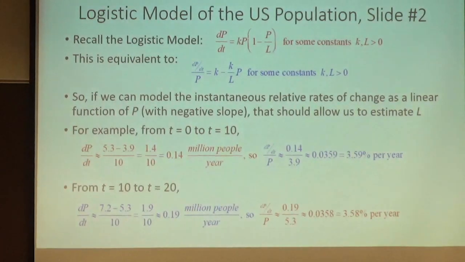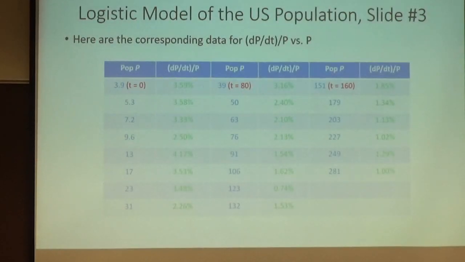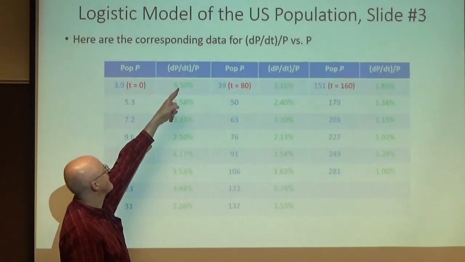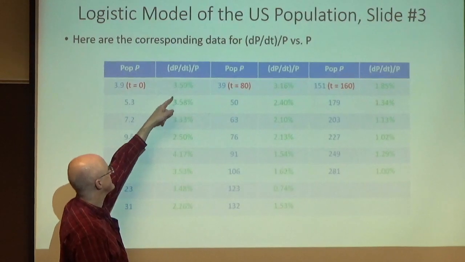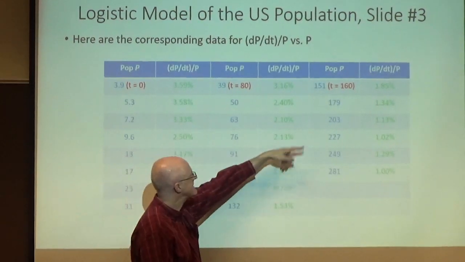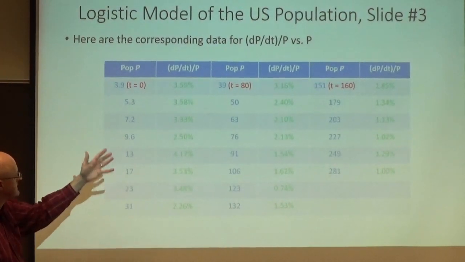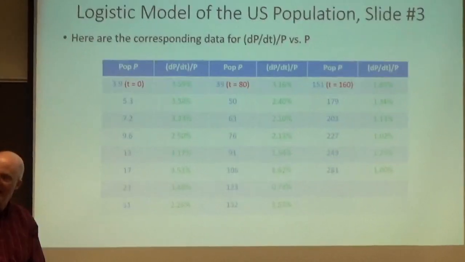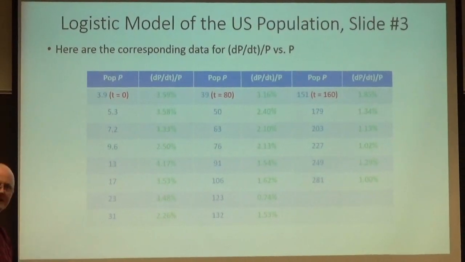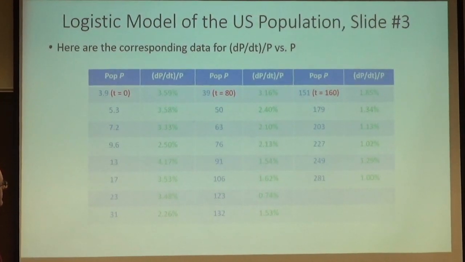And I can keep going. I got Mathematica to do the calculations for me. I calculated dp dt divided by p, the instantaneous relative rate of growth, approximately, as these percentages. The main thing that stands out, if you look at those green numbers, is they're going down in general, right? They're getting smaller and smaller over time. You may have heard that birth rates, for example, are declining over the years, and that's kind of reflecting that. The percent rate of change is going down over time.